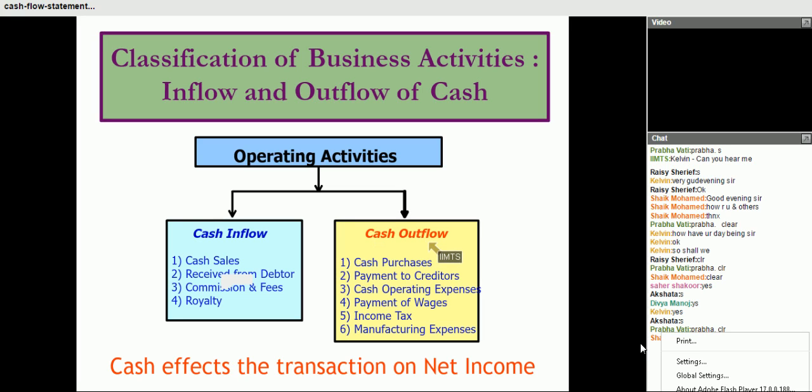And in cash outflows come cash purchases and payment to creditors. Cash outflow means the money which is going out, or the money which the company is spending. Cash operating expenses, payment of wages, income tax, manufacturing expenses, all these come in cash outflows. Cash affects the transaction on net income.